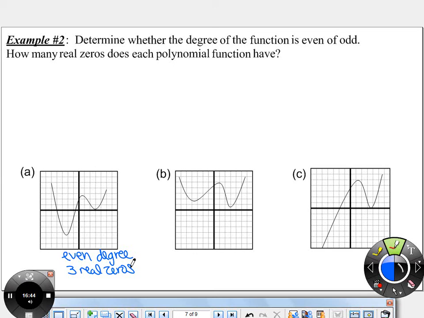Okay, part B. Somebody tell me, even or odd degree? Daniel. Good. It's of even degree. Okay, somebody else. How many real zeros do you see this function having? Joseph. Good. Okay. I don't see any real zeros because it's not hitting the x-axis. Is it possible for a function that is of odd degree to have no real zeros?